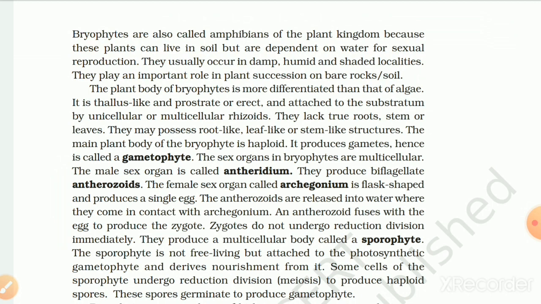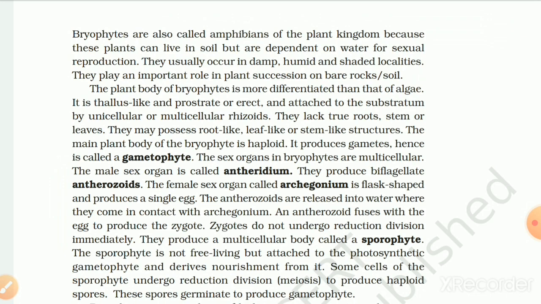The sex organs in bryophytes are multicellular. The male sex organ is called antheridium. They produce biflagellated antherozoids. The female sex organ called archegonium is flask-shaped and produces a single egg.